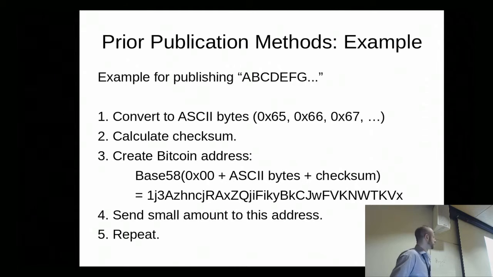Just as an example, to go over this again, if you have the text A, B, C, D, E, F, G, you first convert it to ASCII, and there's the hex, 65, 66, 67. You calculate that checksum, run it through base 58, send money to that address, and just keep repeating.